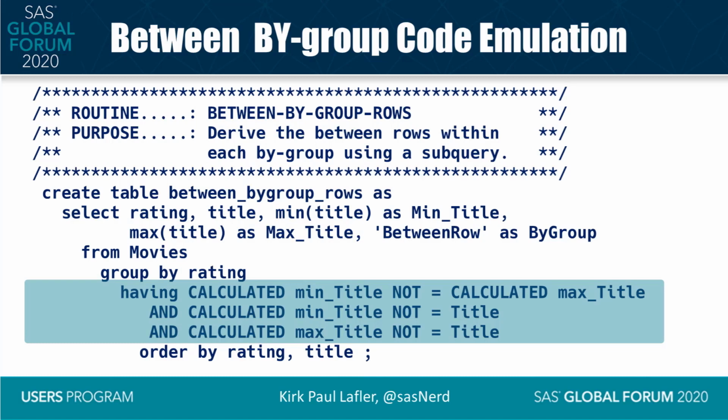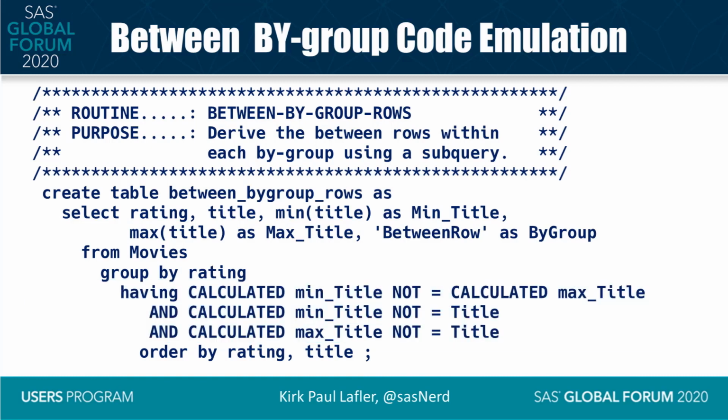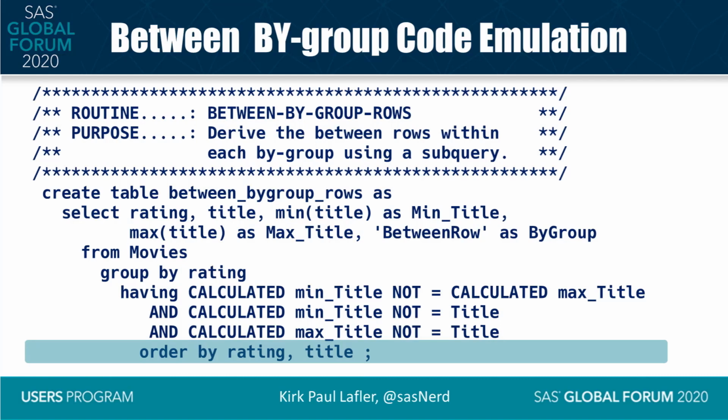is going to select just the between rows, not the first row in each by group, not the last row in each by group, just the between rows. And then we're going to order in ascending order by the by group variable rating, followed by title. And this is what we're going to get from this code.